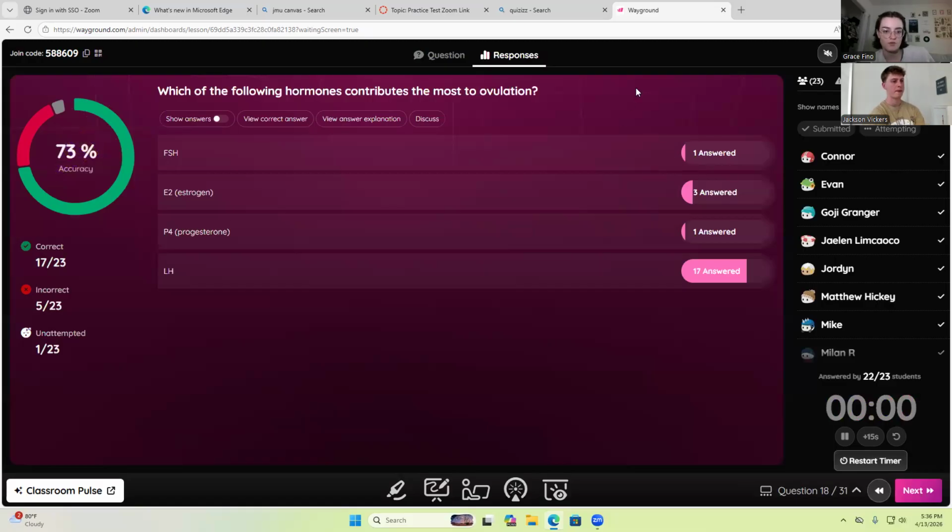Awesome. So the hormone that contributes the most to ovulation is LH. It's always indicated by that large LH surge right before ovulation. Any questions there?